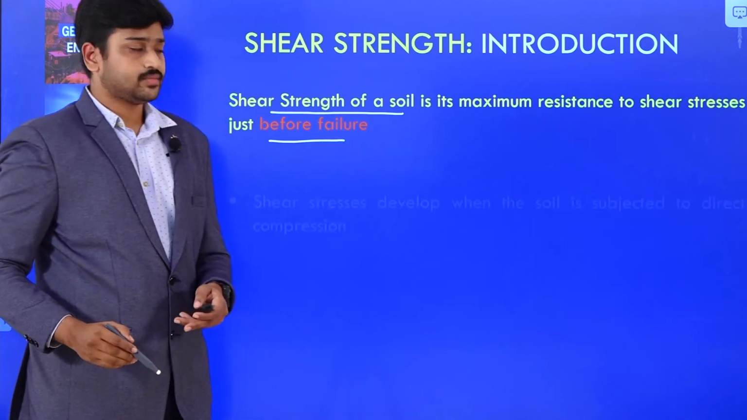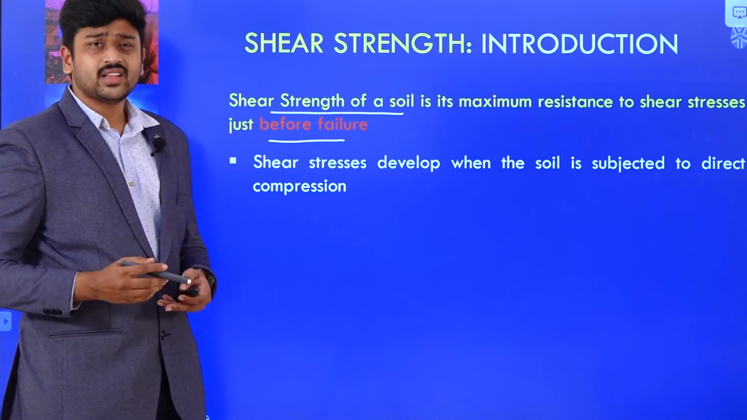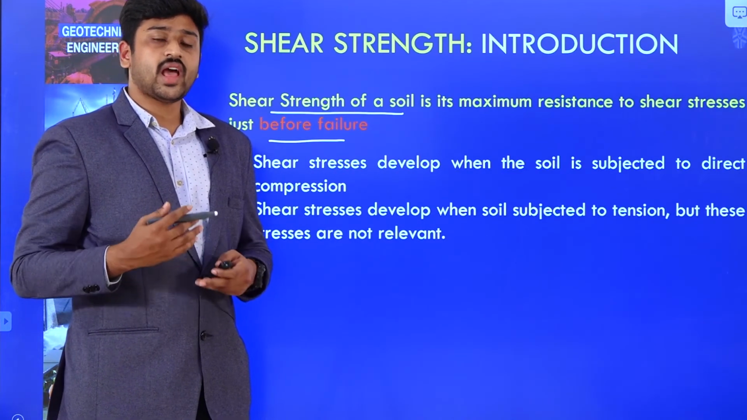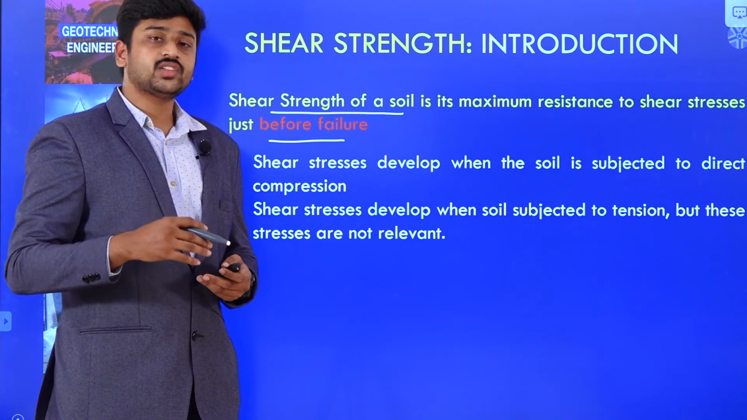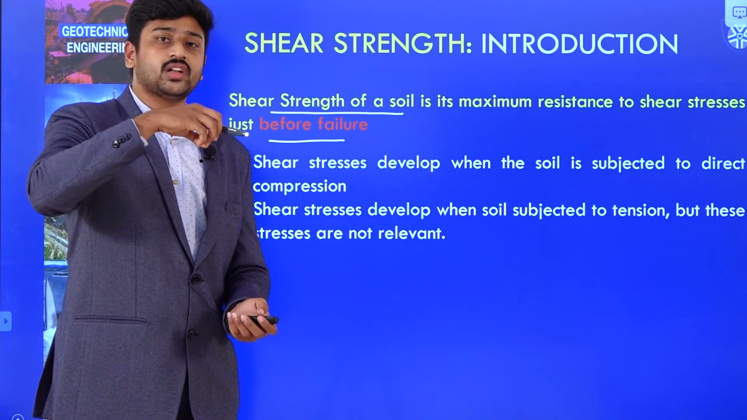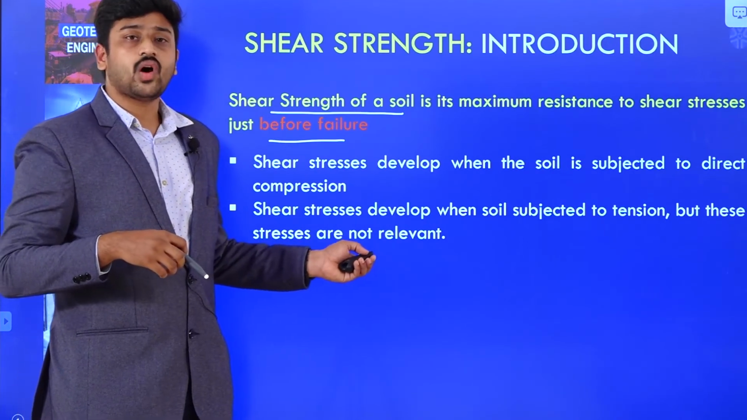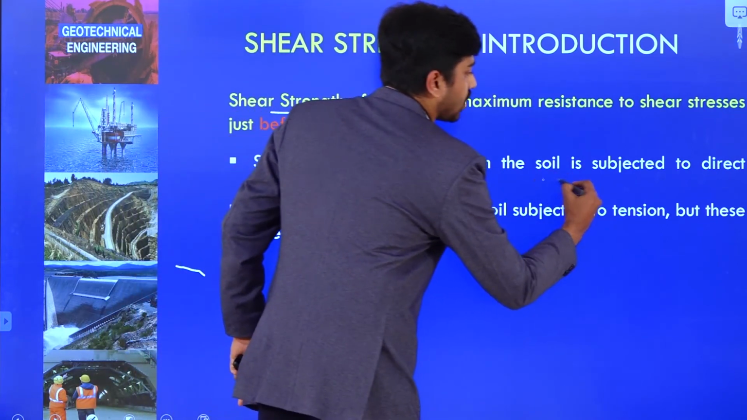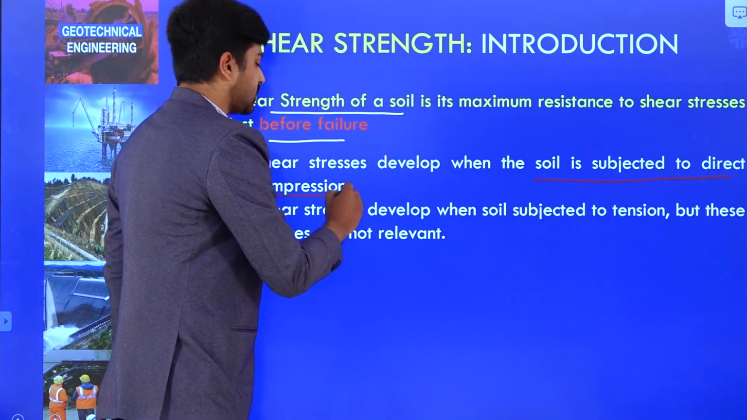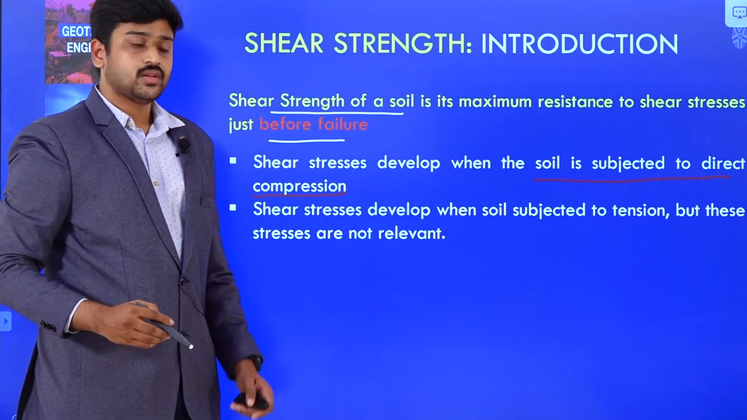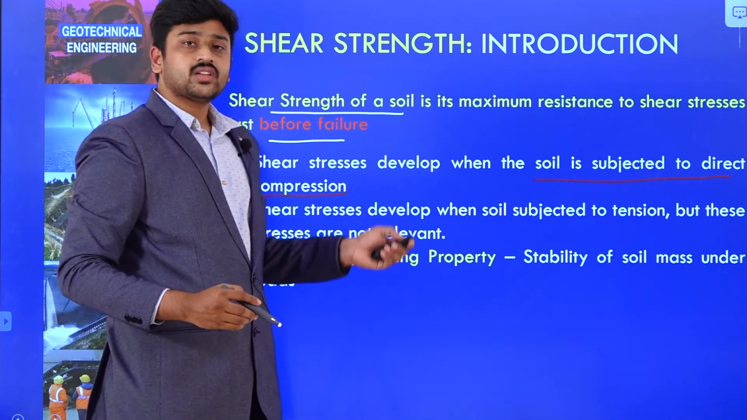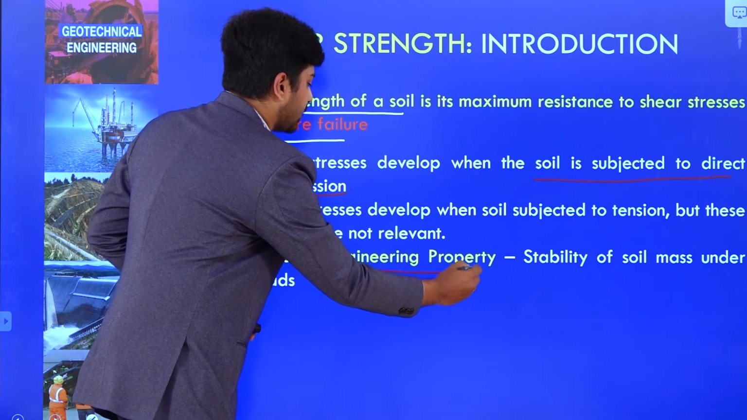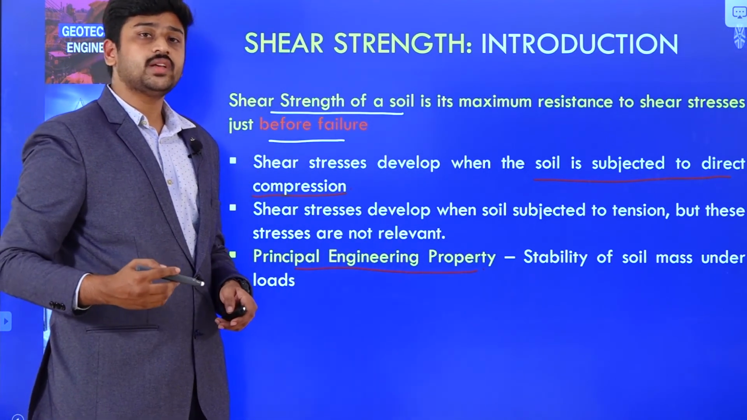Okay. Now coming to the other one. In general the shear stress may occur due to either compression or tension. In actual case we consider that in case of soil acted upon by tension, these shear stresses are generally not relevant and not appropriate. That is why we consider only the soil subjected to direct compression in case of soils. Furthermore, this shear strength is the preliminary or primary engineering property. That is why it is also known as the principal engineering property.